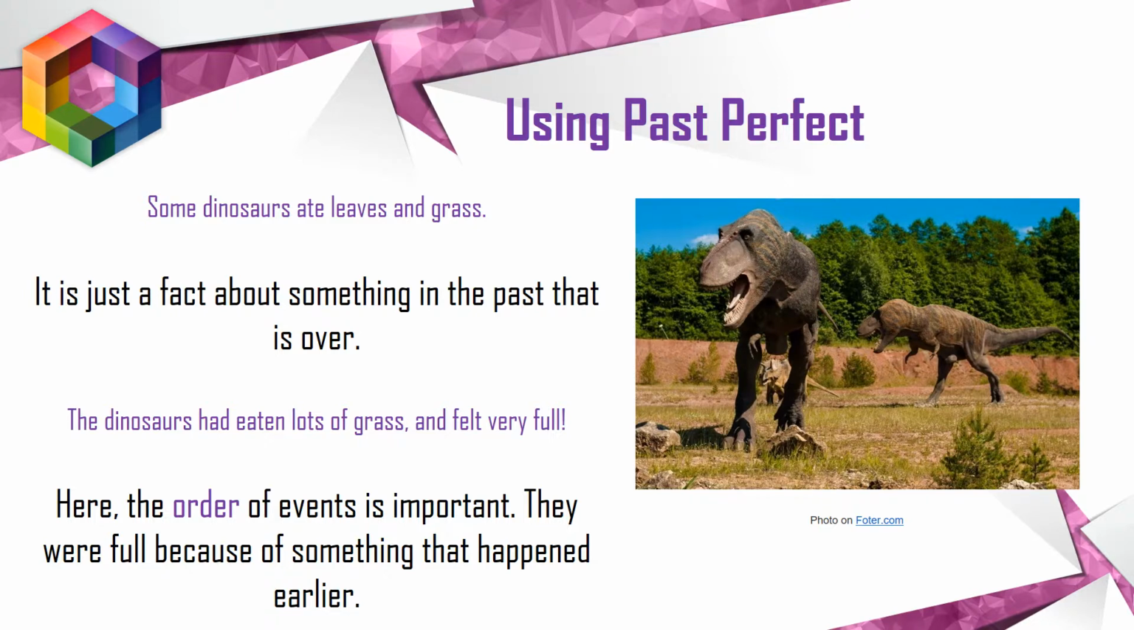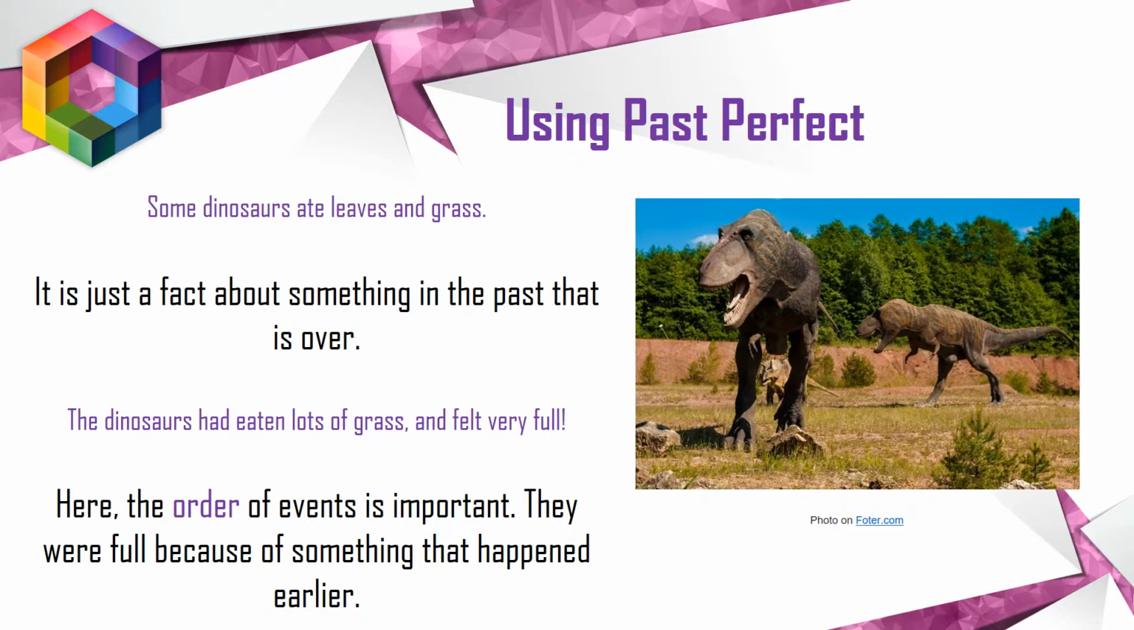Remember, the past perfect is used to talk about the earlier past in relation to another event. We use it to order narratives and indicate what happened first. We do not use it just to talk about things that happened long ago.